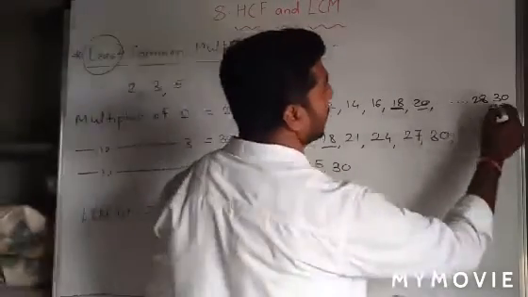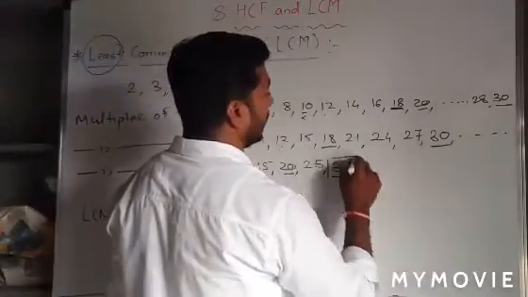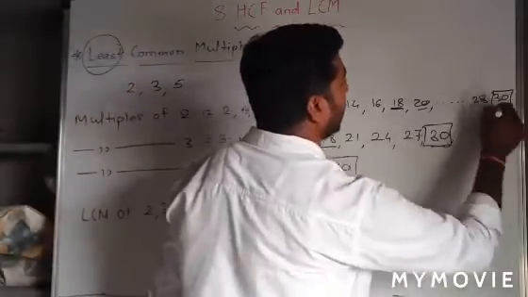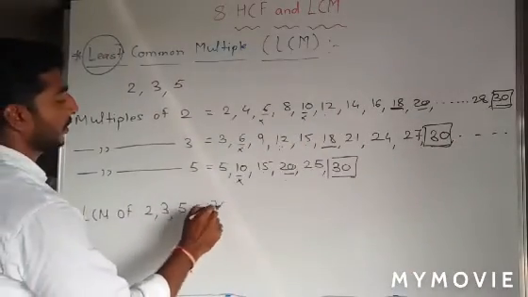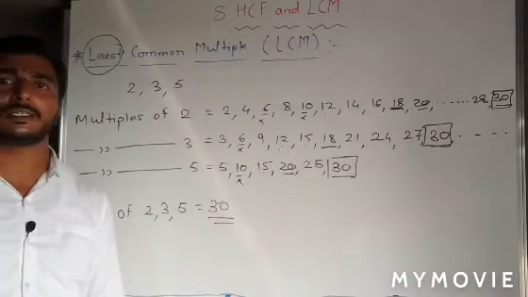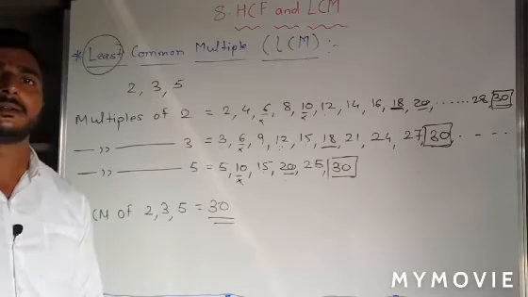Now you will see that 30, 30, 30. So 30 is the least common multiple. So that will be the answer. So 30 is the least common multiple of 2, 3 and 5.